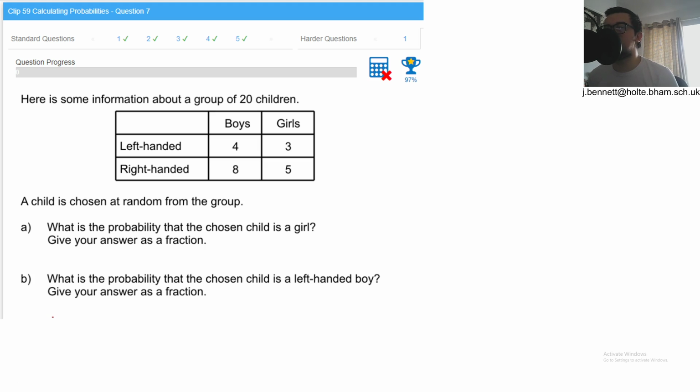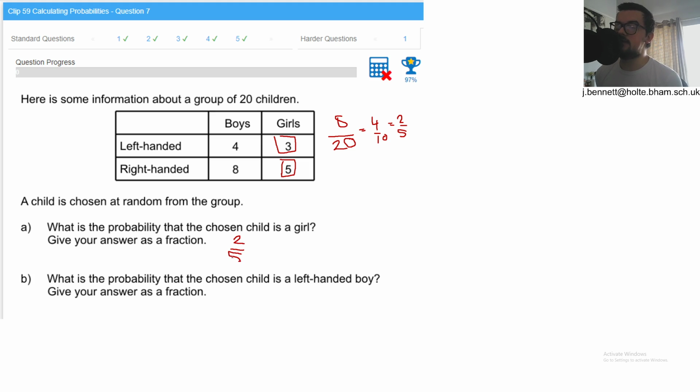Here is some information about a group of 20 children. A child is chosen at random from the group. What is the probability that the chosen child is a girl? So, how many girls are there? There are 3 left-handed girls and 5 right-handed girls. 3 plus 5 is 8. 8 over 20, because 20 is the total number of children. Or 4 over 10, or 2 over 5. Assume that they want the most simplified version of the fraction, just to be on the safe side. Because normally, in an exam especially, it'll say, write this answer in the most simplified form. So our fraction is 2 over 5.